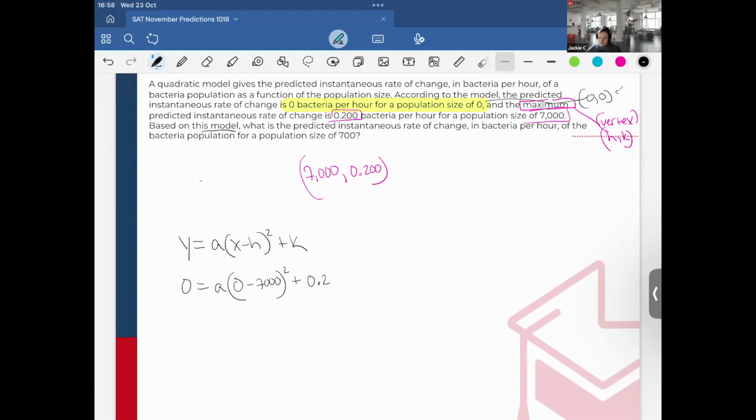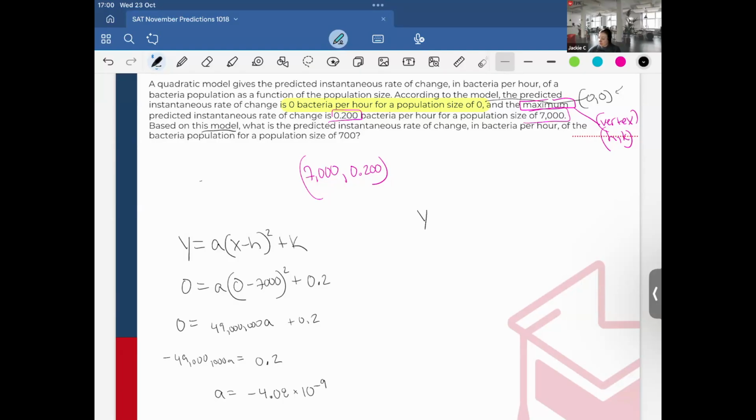Let's see, 7,000 squared is really quite large, which is a great problem to do on your calculator. Just to write the whole process out, this would be 49 million a, plus 0.2. Subtract the 49 million a from each side, and then I'm going to divide 0.2 by 49 million. This is going to give me approximately a equal to negative 4.08 multiplied by 10 to the negative 9th power.